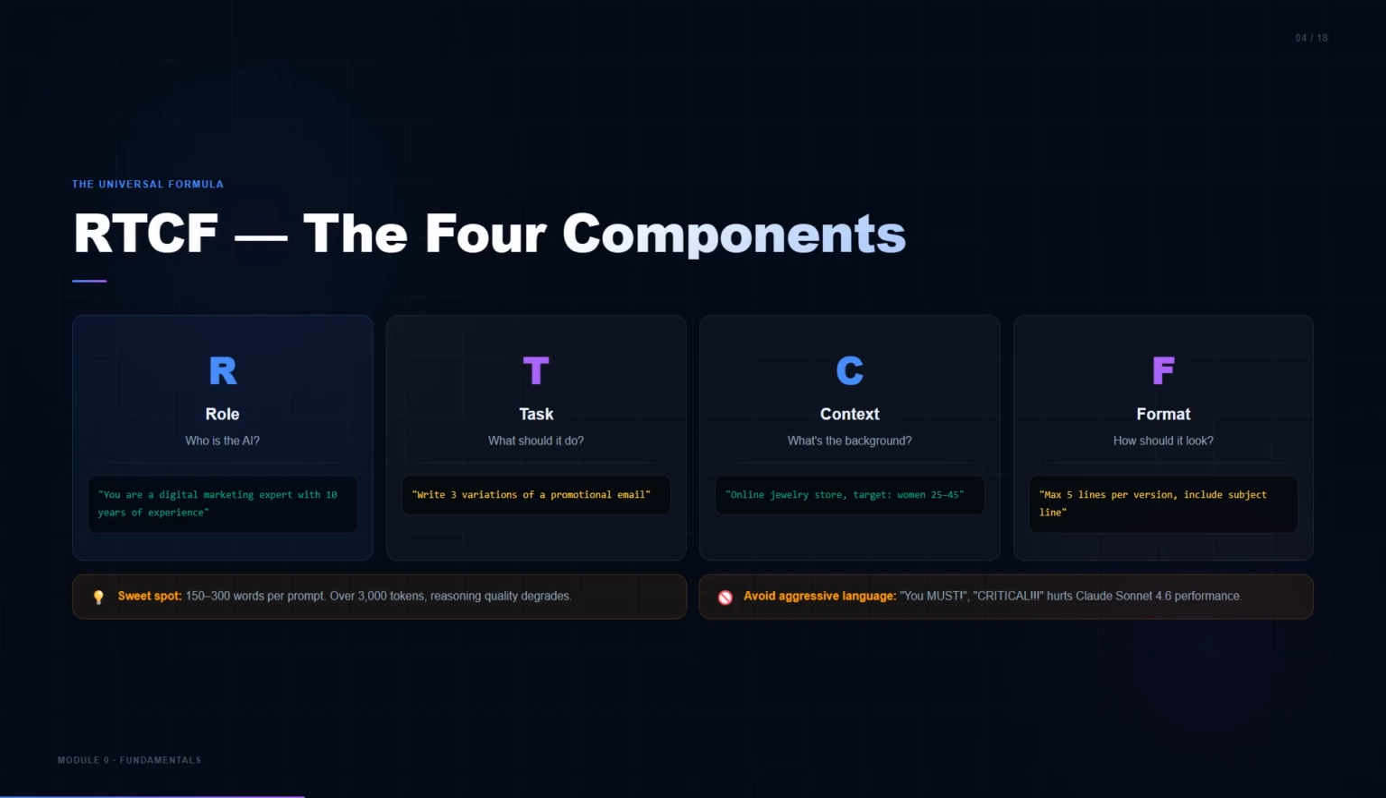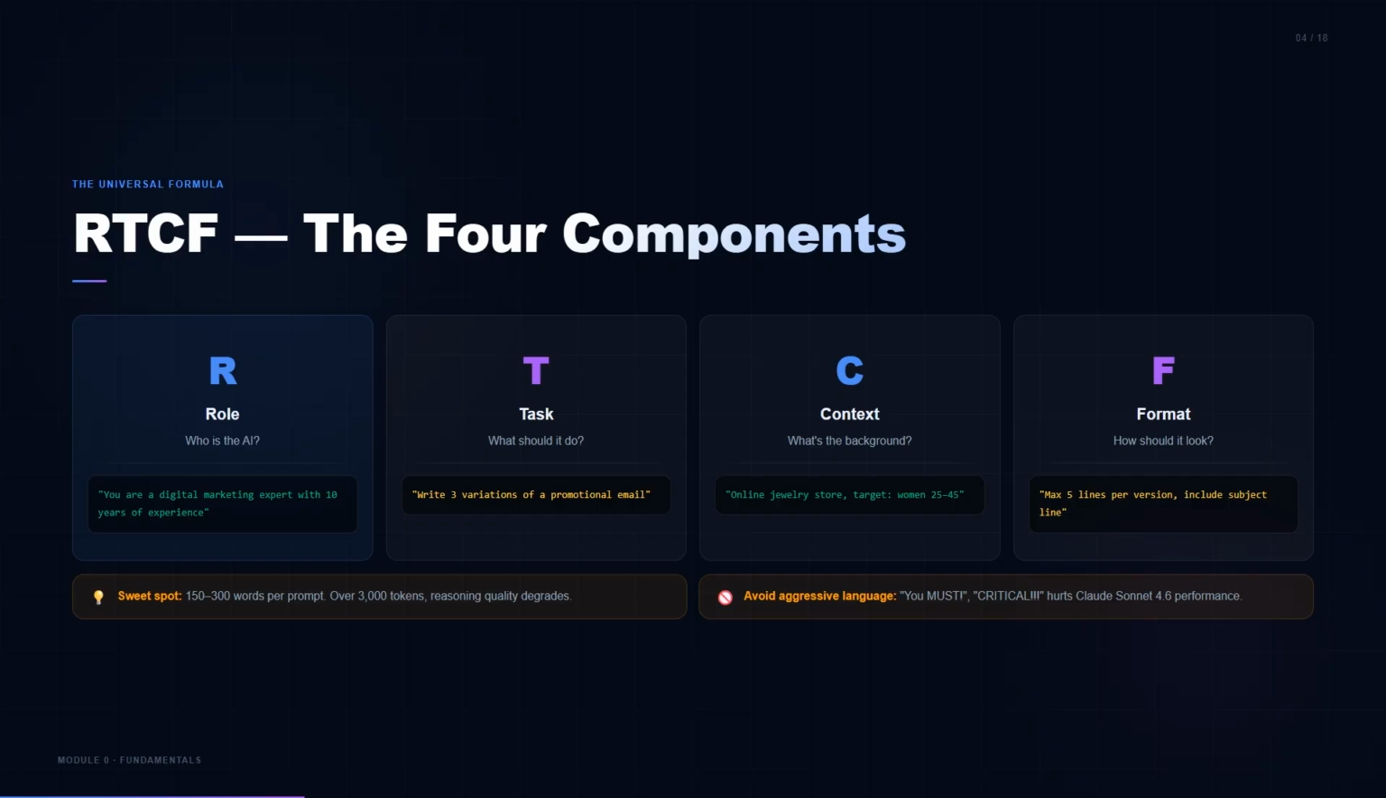The C stands for context. This gives the AI the background it needs. For example, for an online jewelry store, target audience is women between 25 and 45. And the F stands for format. This tells the AI how to present the output. For example, each variation should be no longer than 5 lines and include a subject line. Role, task, context, format. RTCF. Different people use different names for this framework, but the underlying principle is always the same. Give the AI a clear role, a clear task, the right background, and a defined output shape.